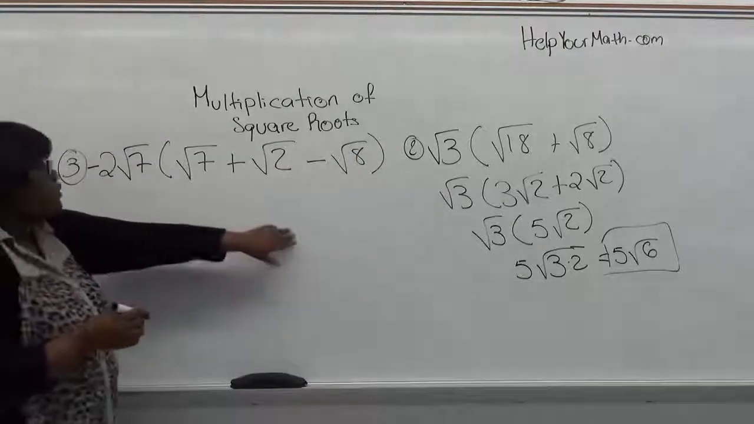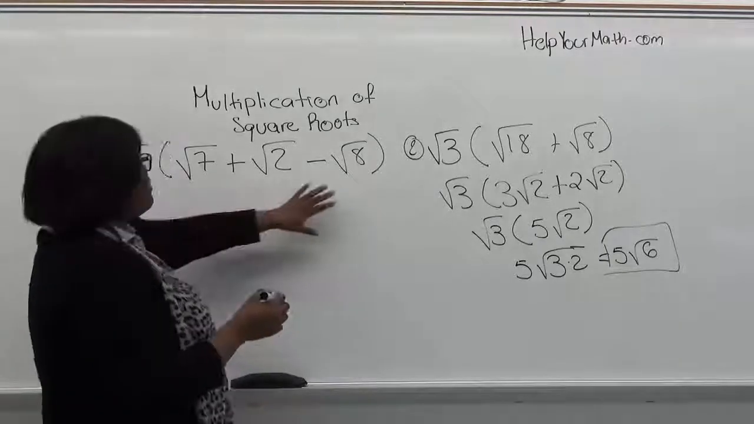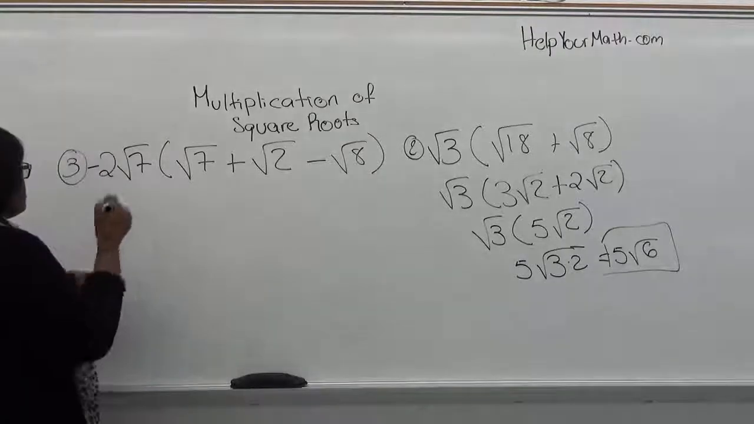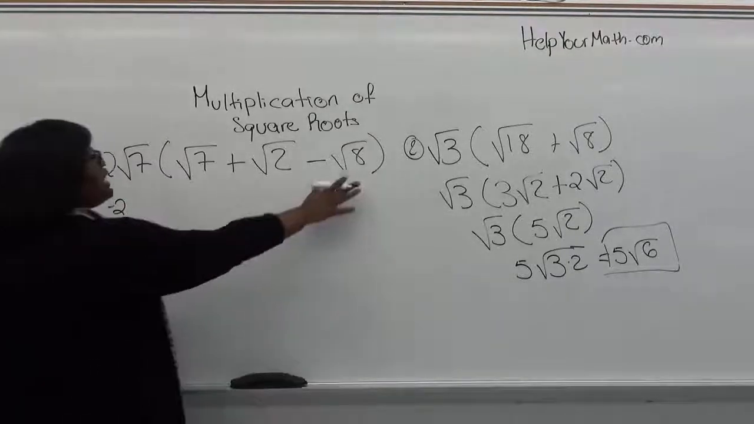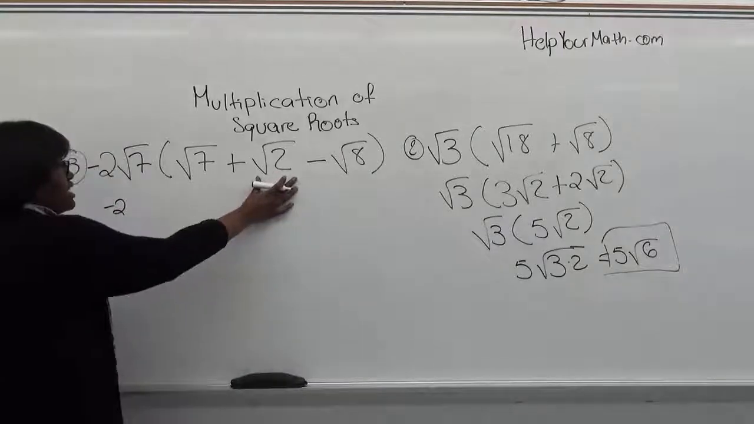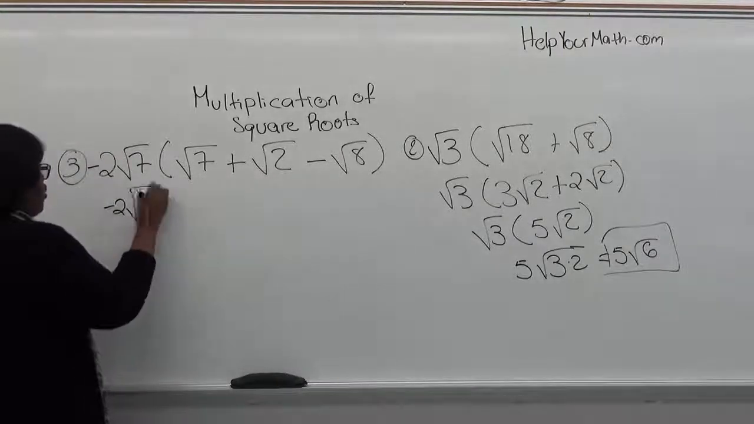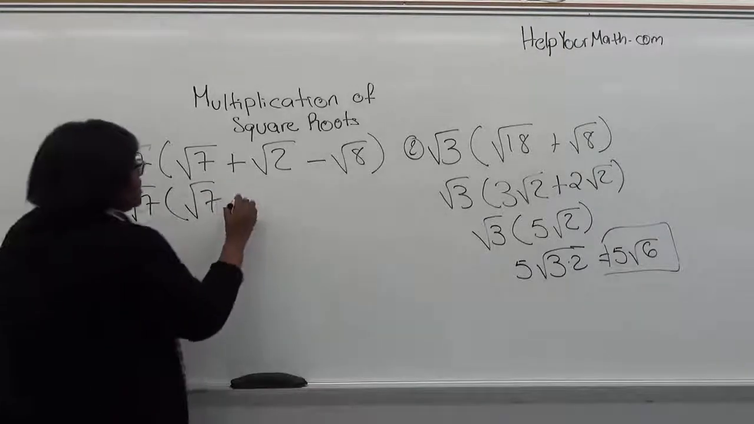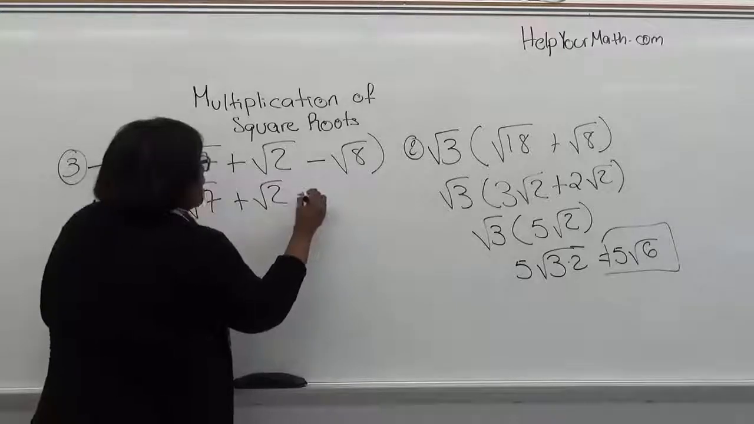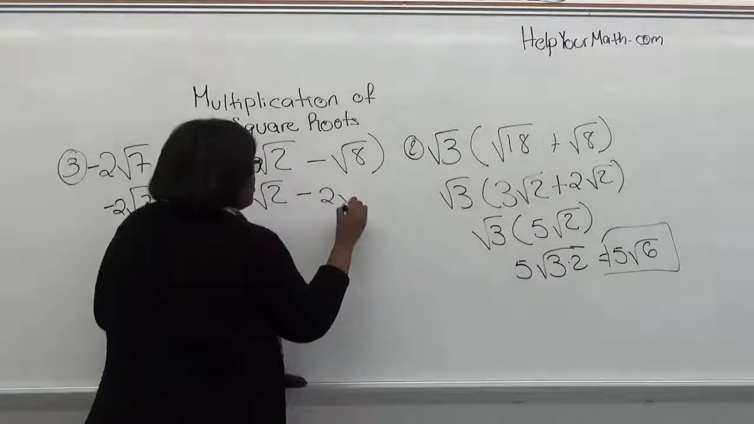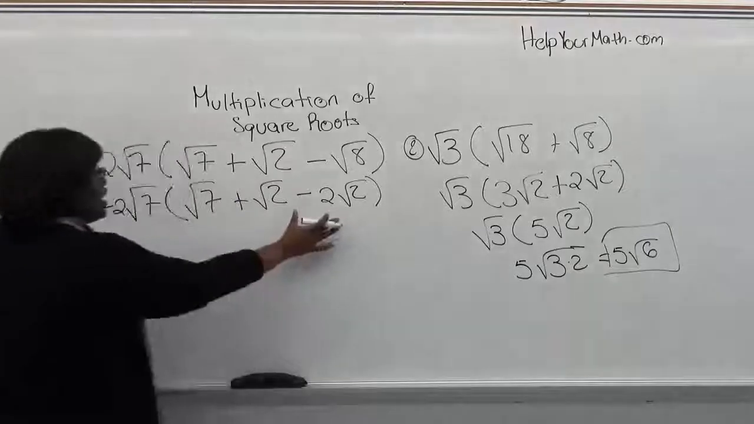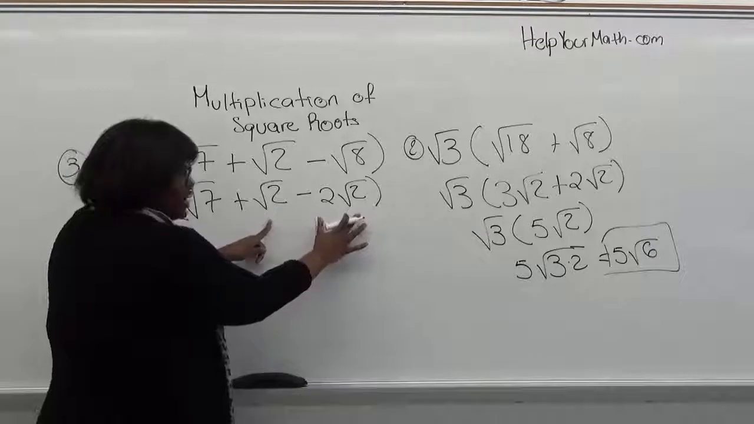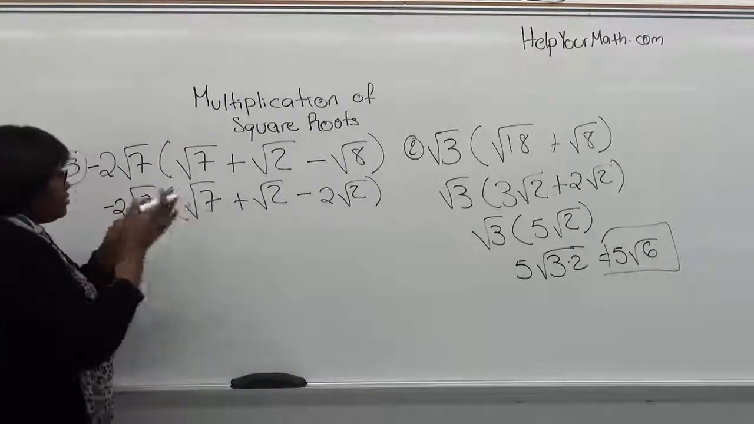Again, same concept. Simplify anything that can be simplified in these parentheses. So we're going to simplify radical 8, because that can be simplified. We can't simplify this, and we can't simplify that. So we're going to have radical 7 plus radical 2 minus 2 radical 2. Again, combine like terms. These two expressions have radical 2 in them, so we can combine them.